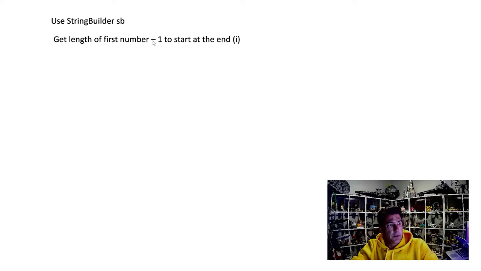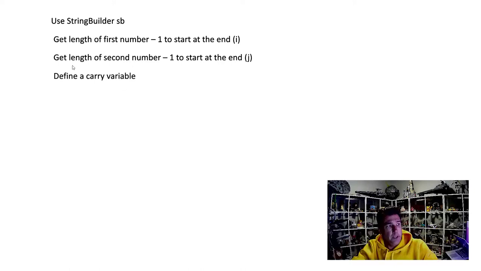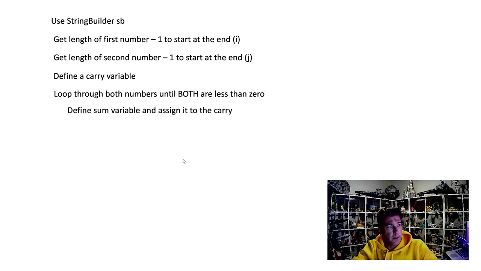Okay, so the first thing we're going to do is get the length of the first number minus 1, because as we know, arrays are 0 based. And we have to start at the end to get the least significant digit, and we'll put that in variable i. We'll do the same thing with the second number and put it in variable j. Then we need to define the carry variable for any remainders that we need to carry up top. So we're going to loop through both numbers until both are less than 0. In other words, we might run out of numbers in j, but there might still be numbers in i, so we want to make sure we go through both of them.